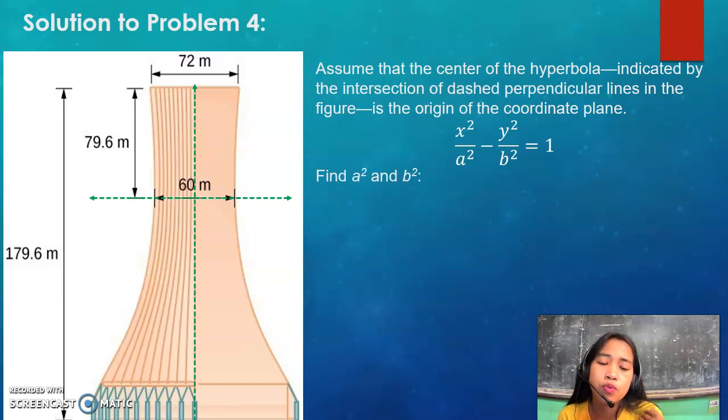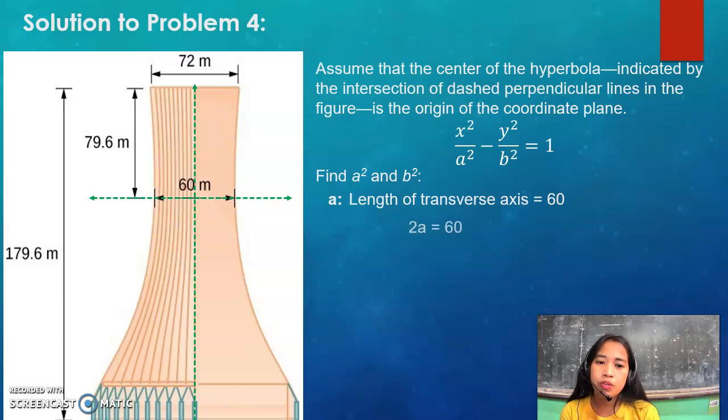So, since the question requires us to find the equation, all we need to find is a squared and b squared. We will find a first. As you can see, given that 60 meters is their closest distance, which happens to be at the center of our hyperbola, the transverse axis is equal to 60. And take note that the transverse axis is equal to 2a. So we will just divide the transverse axis by 2 to get the value of a, and that is 30. So if we square 30, that is equal to 900.